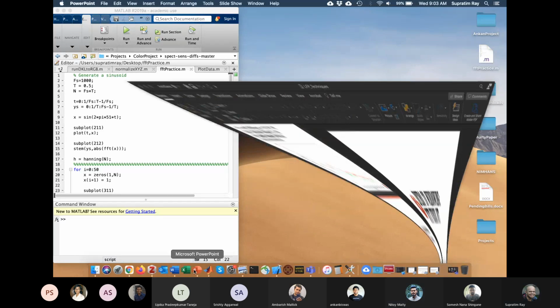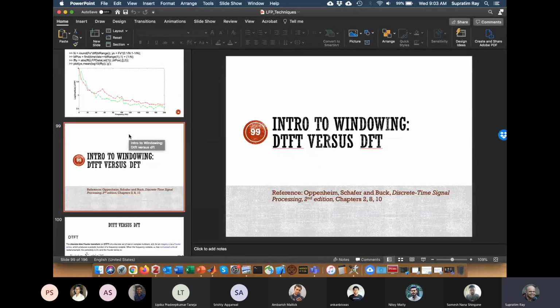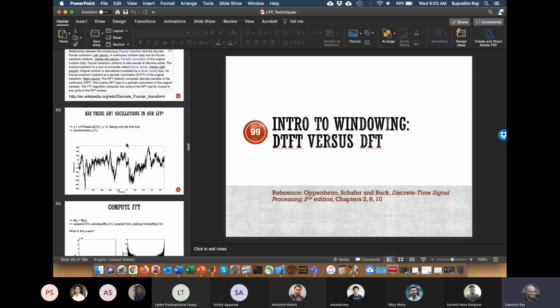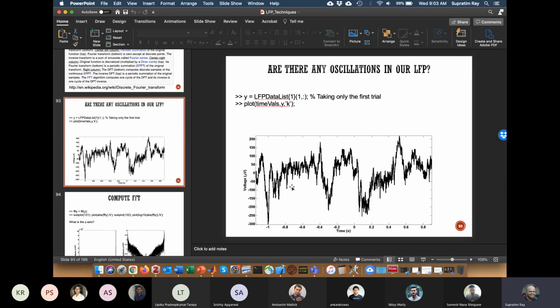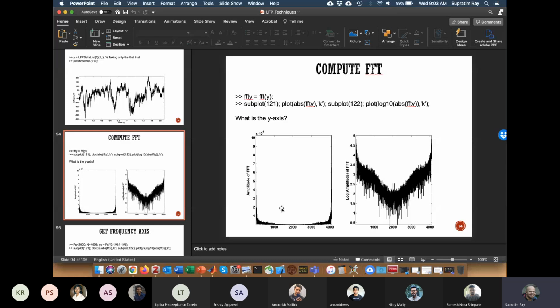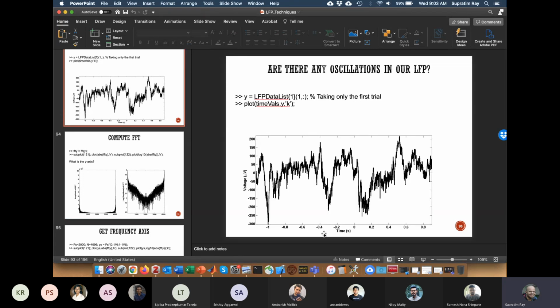So we are going to start windowing today. A quick recap about the FFT analysis that we did. This was our LFP signal, one trial of the LFP signal, and this is what the FFT looked like. This is the amplitude of the FFT, 4096 points corresponding to the 4096 data points here in the time domain.